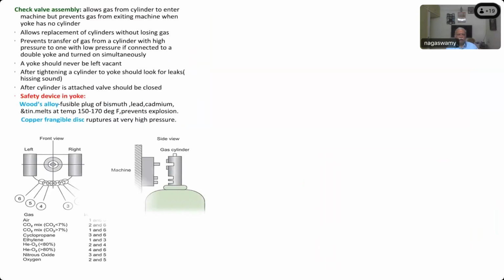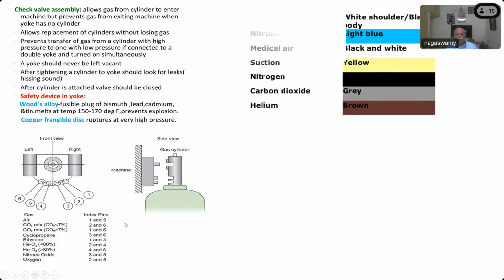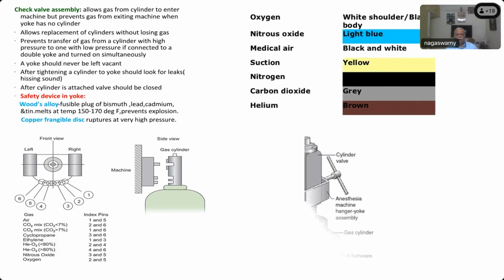And of course, the check valve assembly, and the various pin index numbers. They may ask you what it is for air, what it is for carbon dioxide; cyclopropane is 36, and so on for ethylene, helium, oxygen, nitrous oxide. 15, 25, 35 is the easy way to remember: air is 15, oxygen is 25, and nitrous oxide is 35. These are the three commonly used now, so very easy to remember the pin index numbers for air, oxygen and nitrous oxide. And color coding, these are all very common.